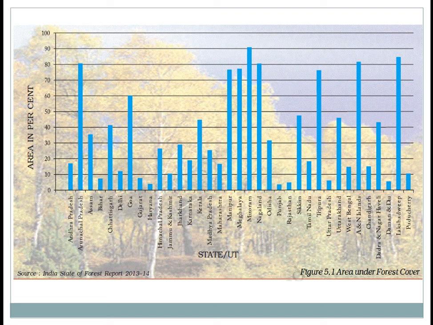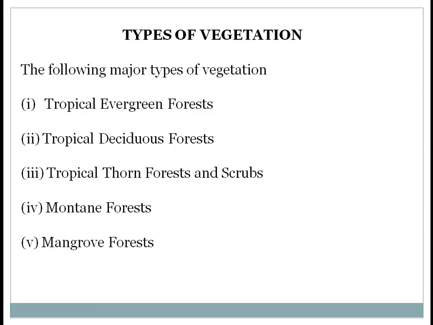Next point, there is a bifurcation and classification of the natural vegetation and wildlife. We are going to discuss it in our upcoming revision summarized videos. First, types of vegetation. The following major types of vegetation are categorized with relief and climate. In India, we have 5 types of forest. They are tropical evergreen, tropical deciduous, tropical thorn forest and scrubs, mountain forest, mangrove forest. So in the upcoming class, we are going to see the types of vegetation in detail, understand it with the help of the map, and see how to do the map work for this chapter.